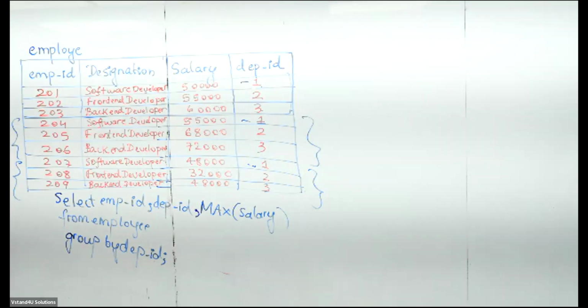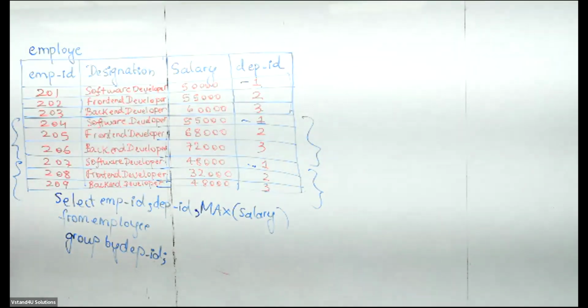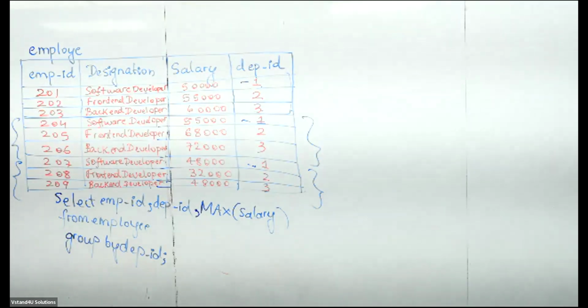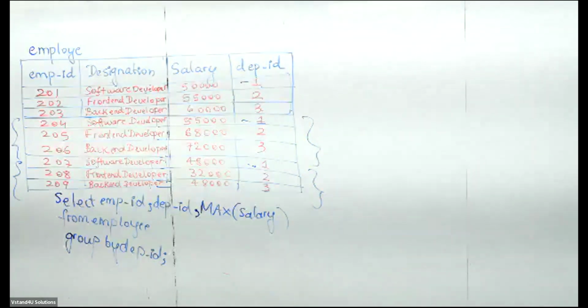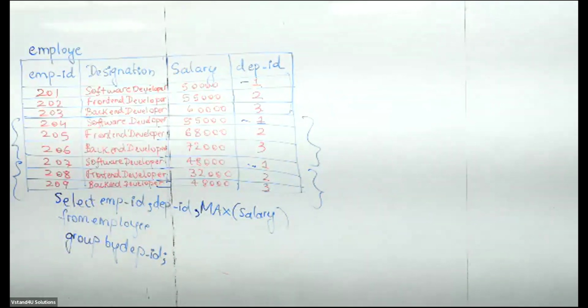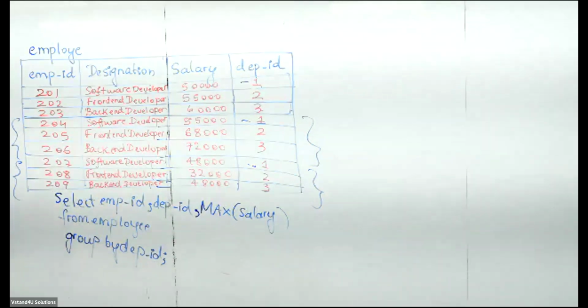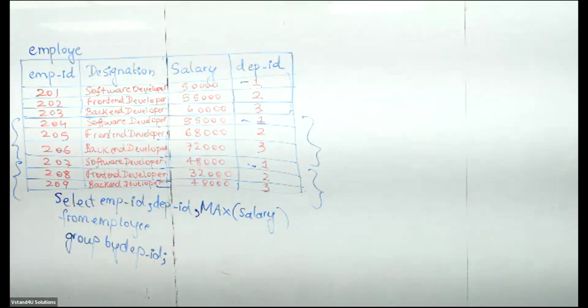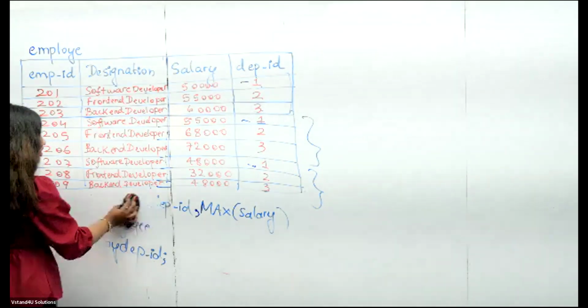Okay, done. Write a query to display employee ID, department ID, maximum salary for each department from the employee table, where maximum salary is greater than 65,000. How will you write the query for this?